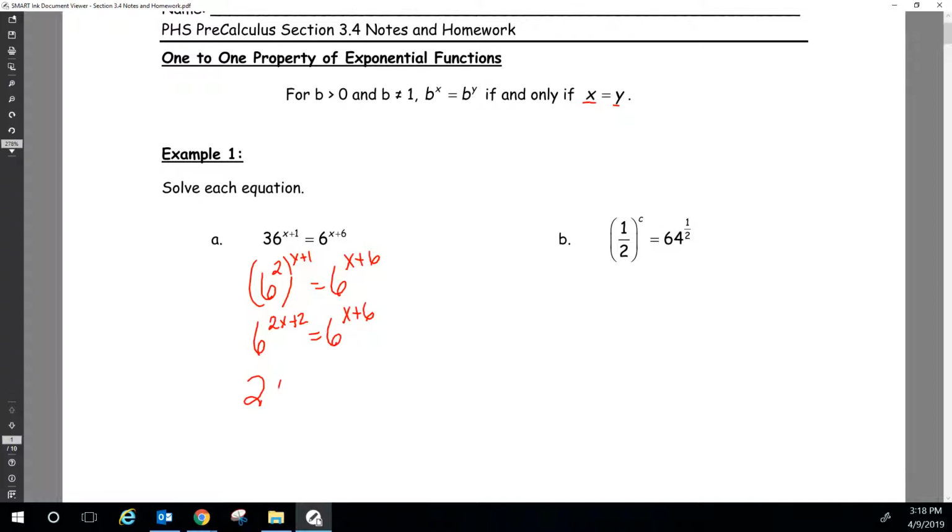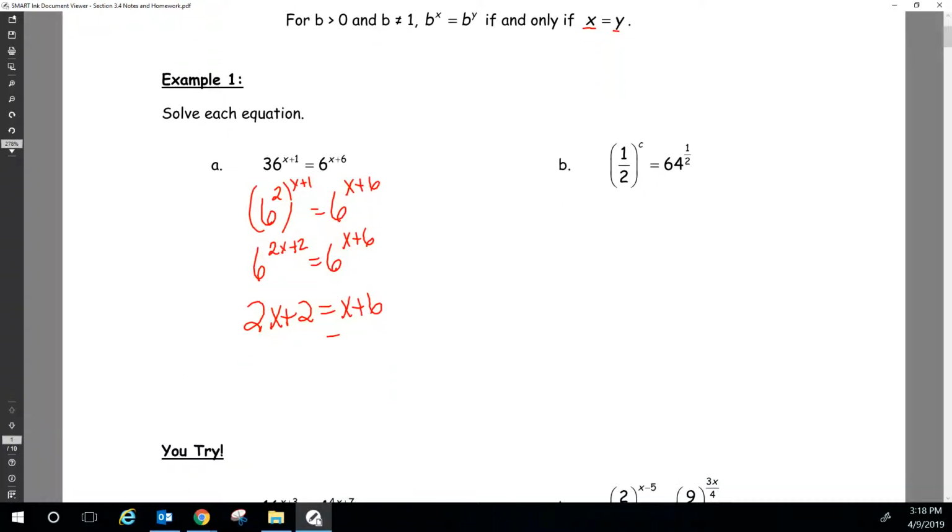I can say 2x plus 2 is equal to x plus 6. And now that I've got it out of the exponent, I can solve this like any other linear equation. Subtract x, I get x. Subtract 2. 6 minus 2 would be 4. And there's my solution.